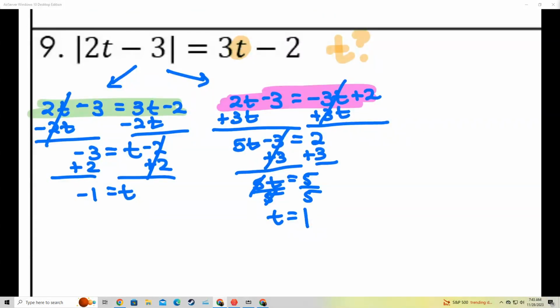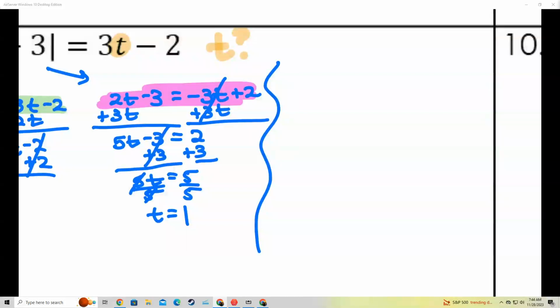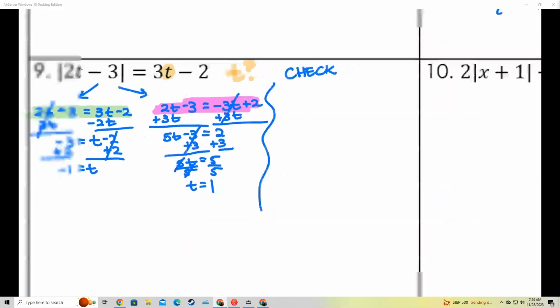Hey, no fractions on this one, but that still means you have to check. So let's go ahead and check our answer. I'm going to do that over here on the side. I'm going to check to make sure that I don't have any extraneous solutions, because you saw in that first problem where one of those answers was fake. We're going to go ahead and plug it into our original equation.